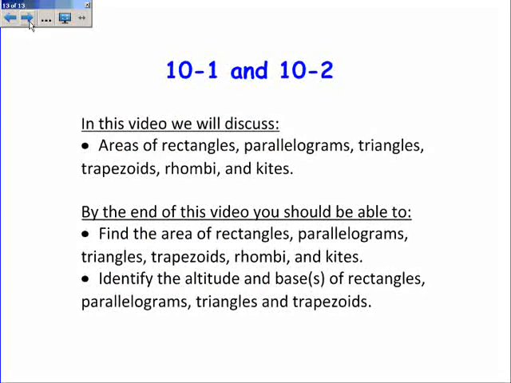Okay, in this video we talked about the areas of rectangles, parallelograms, triangles, trapezoids, rhombi, and kites, and also how to identify the altitudes and bases of these shapes.